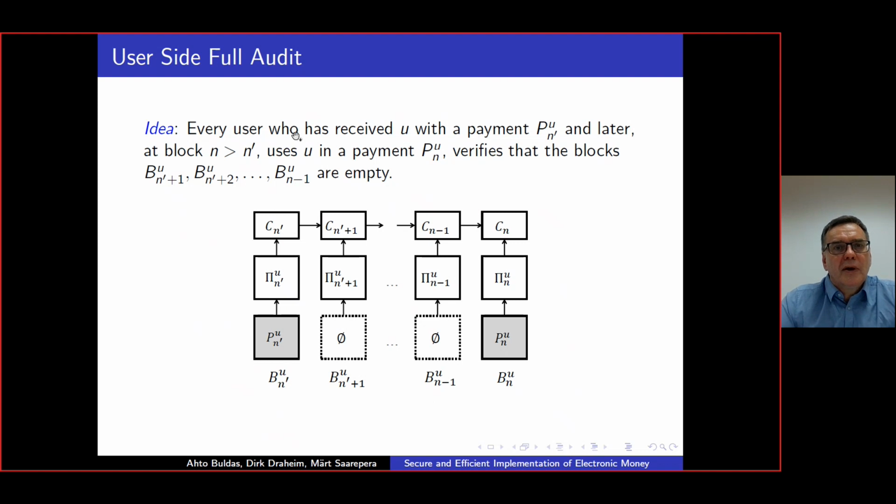User side full audit. So every user who has received a bill U with payment, say PU n prime, and later, say at block N, uses this bill in the next payment, verifies that these intermediate blocks are indeed empty. Here you see the schematic view of this verification. So the user uses the empty set as argument of the certificate computations, and everything should verify here.